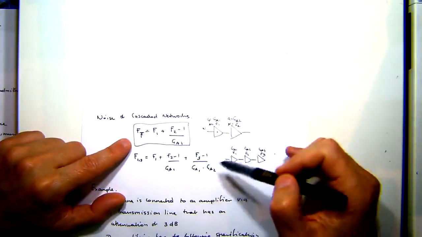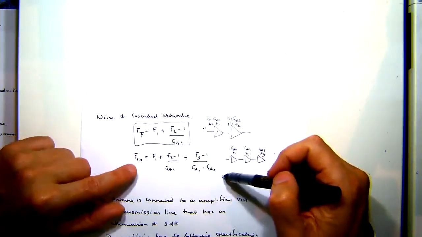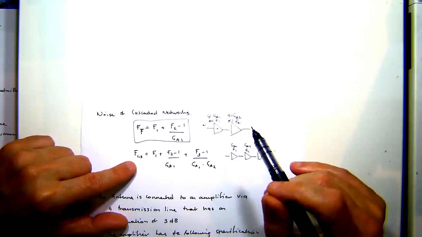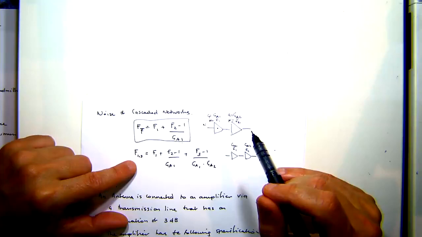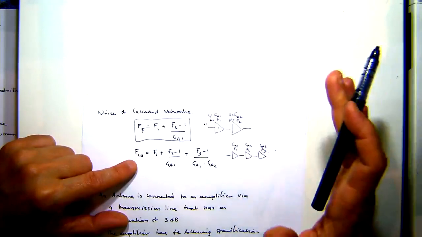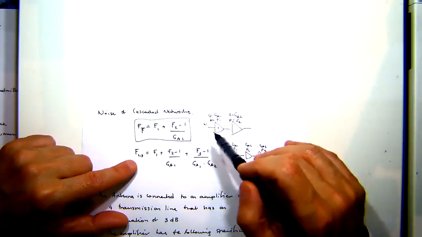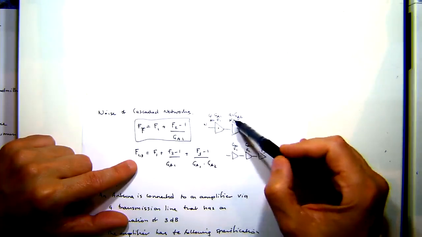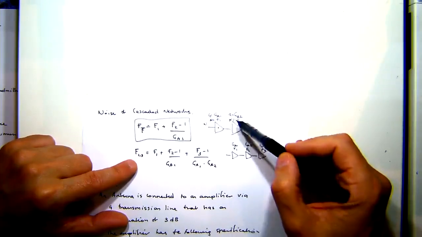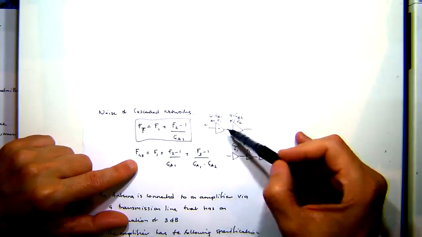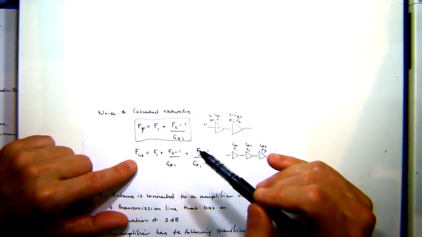Okay? So what can we say about this relationship in terms of what is the most important, if we wanted minimum noise figure, how should we design our receiver? Okay, let me ask it a different way. Suppose gain. What can we say about the contribution of the second amplifier if the gain of the first amplifier is very high?